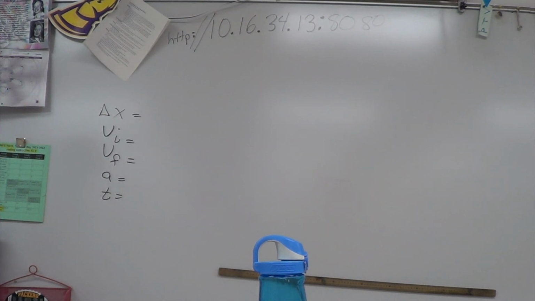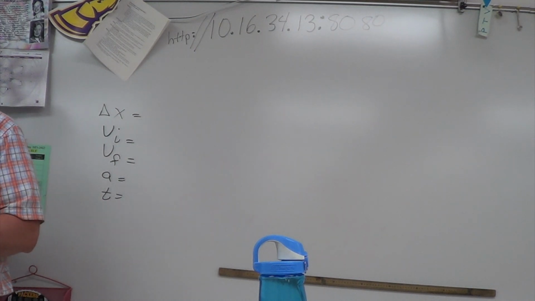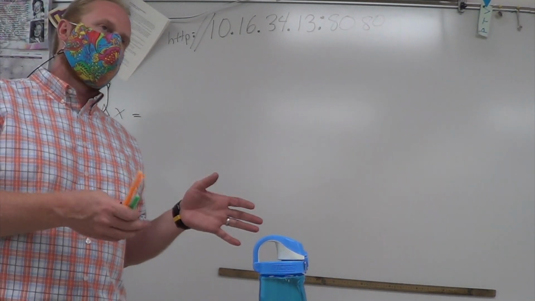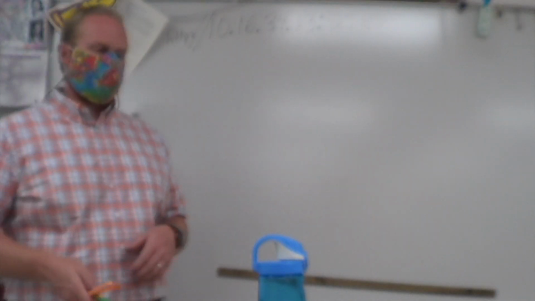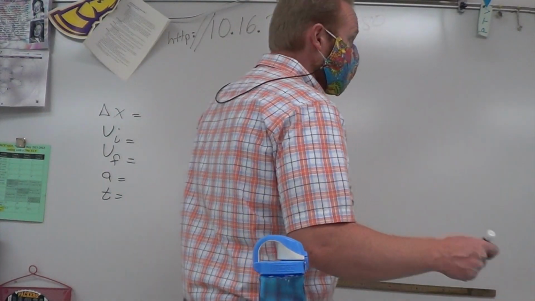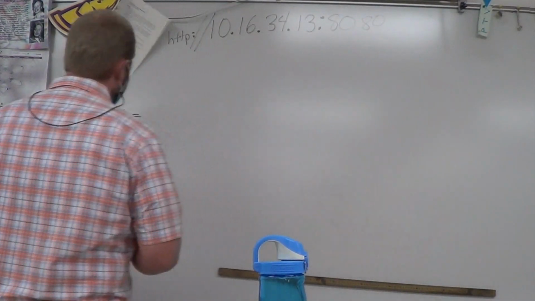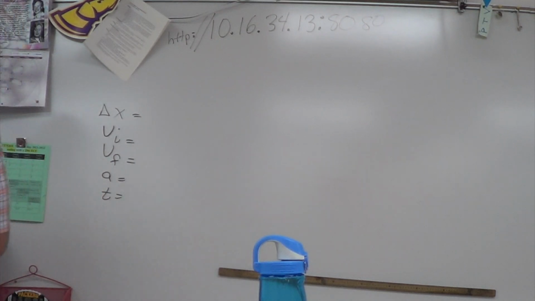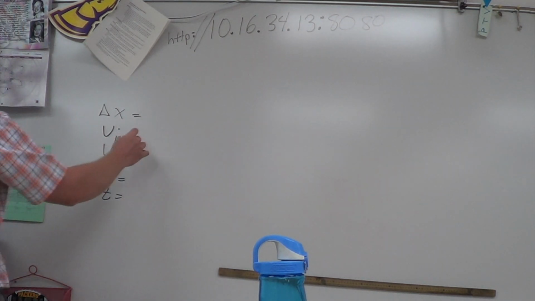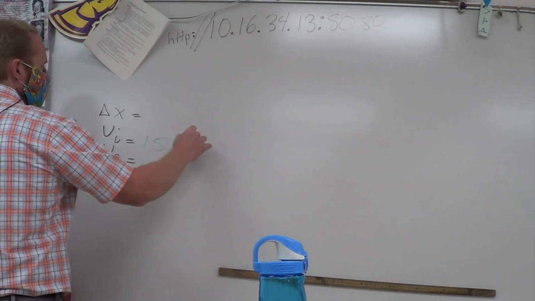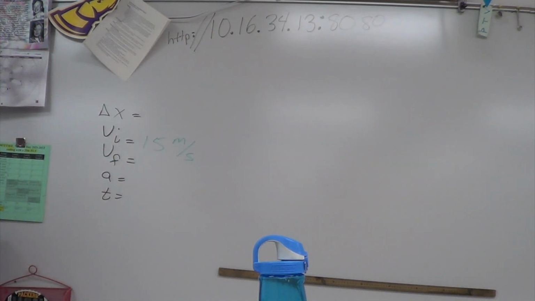Okay, so now we got to decide, is that 15 meters per second, is that how fast she was going initially in her car? Or is that her final velocity in her car? That's her initial, right? She was going 15 meters per second, then she stepped on the brakes, right? So initially she's going 15 meters per second. Meters per second is a velocity. That's how fast she's going initially, or at the start.